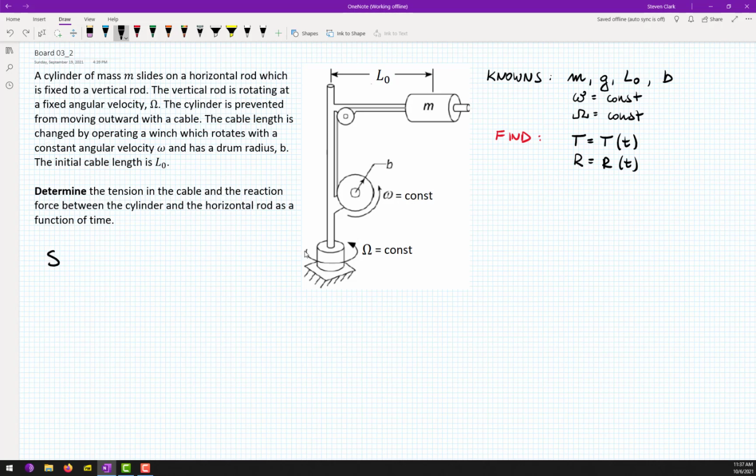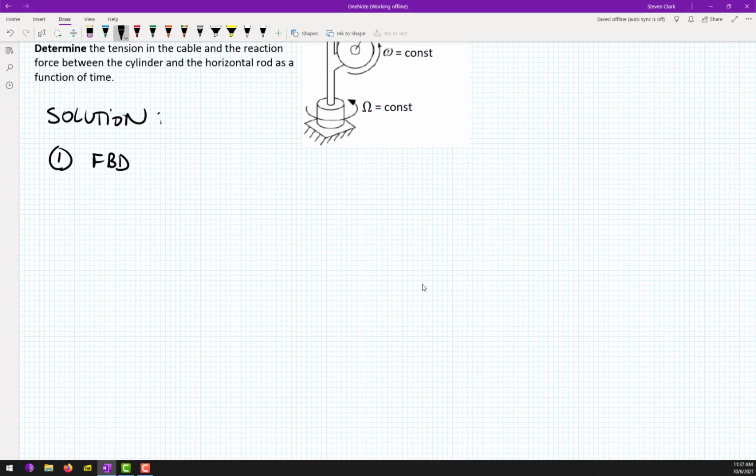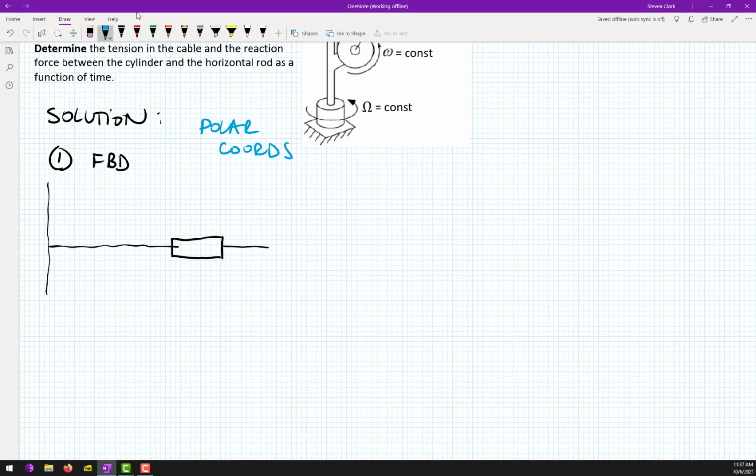Solution. I'm not going to surprise you guys. I'm going to start with FBD and KD, very quickly. So let me draw that collar. Let us model it as a particle, but let us also draw it as a rectangle. And we'll express everything this time in polar coordinate system, polar coords, or r theta coords.